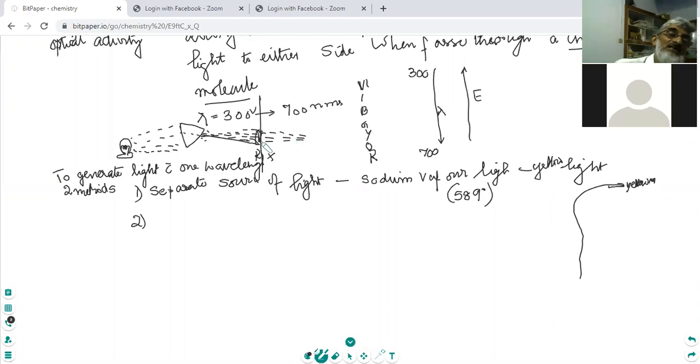Now, if you want to change the wavelength, you just rotate this prism. Just change the rotation of this prism. The light which is coming will come here and come out to our observation place. So this is a monochromatic light. The second one is the prism.